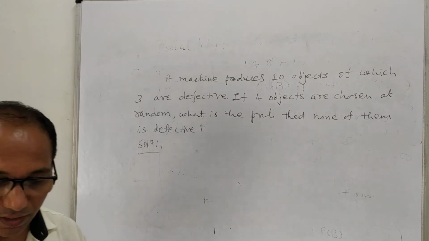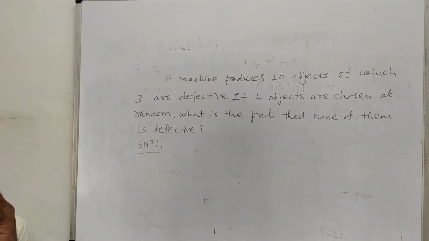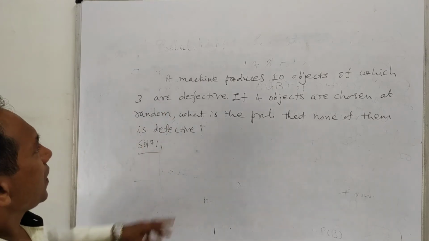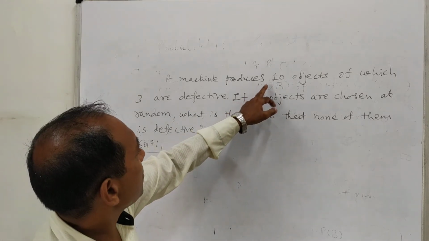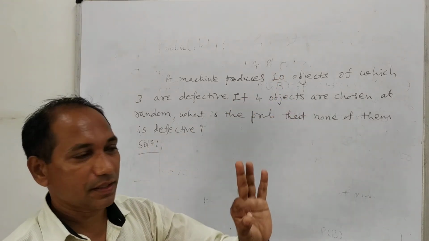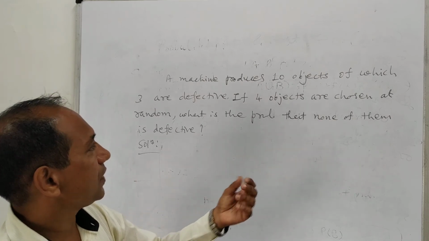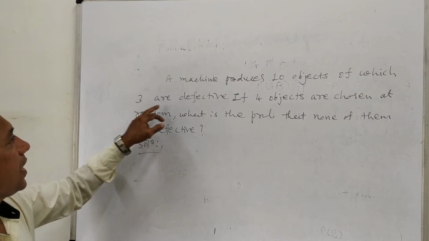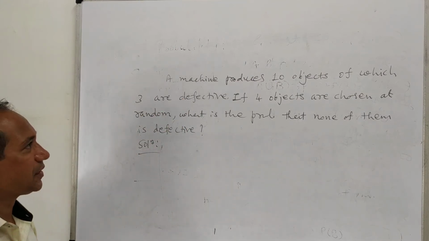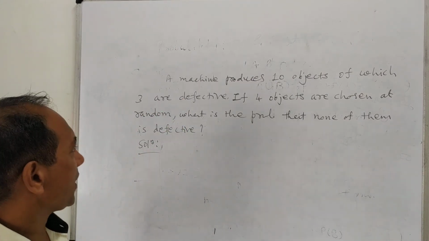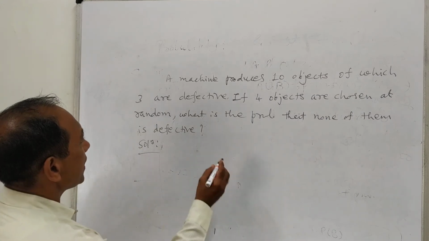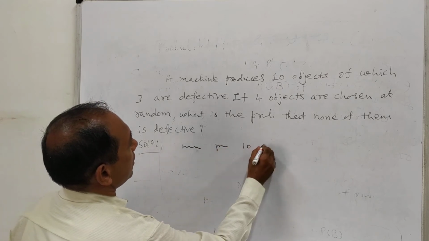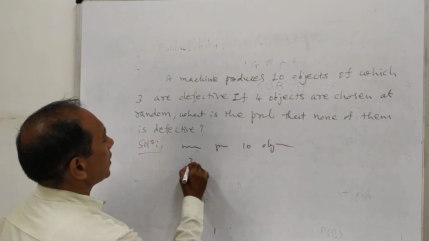Simply you require to understand something. Read the question carefully. We can see that a machine produces 10 objects. That means there are total 10 objects which we have obtained during our experiment, of which we know that 3 are defective. That means 7 objects are non-defective. It is very clear. So you should write everything: that machine produces 10 objects, of which 3 are defective.